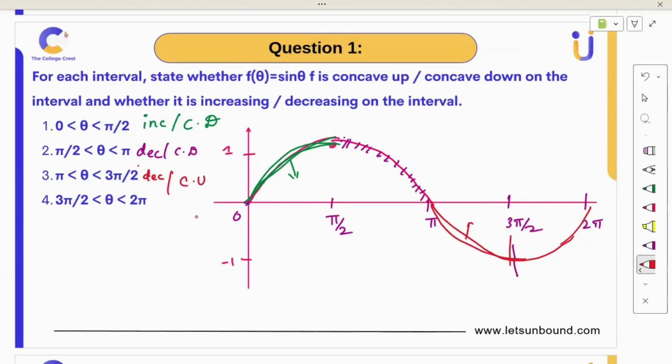And 3 pi by 2 to 2 pi, it's increasing but concave up. Okay. That's simple with sine and cosine graph. Even if it's cosine given, you just go with a simple sketch for that interval and you can do all the test. Now, question number 2.